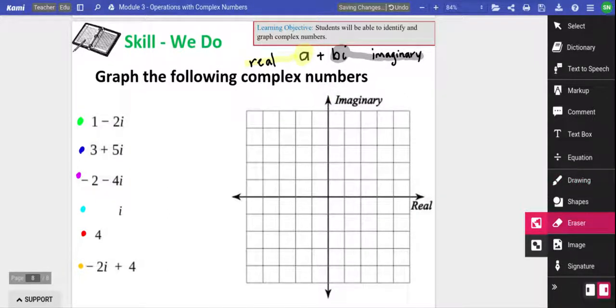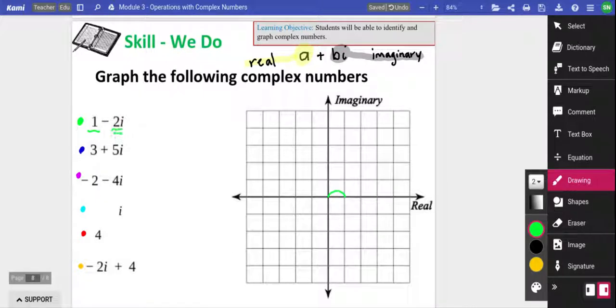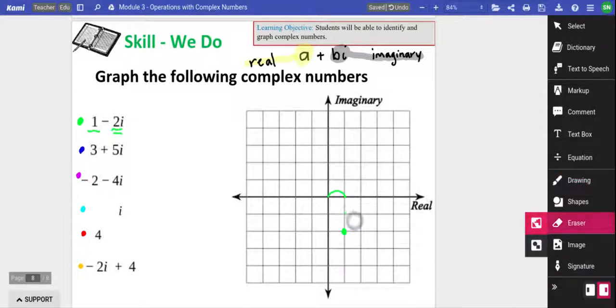Let's start with the green one. So the number by itself is the real. That means I move 1. I'll be moving 1 over. And then the imaginary part is a -2. So I will be moving down 2, which leaves me that as a coordinate for my point.